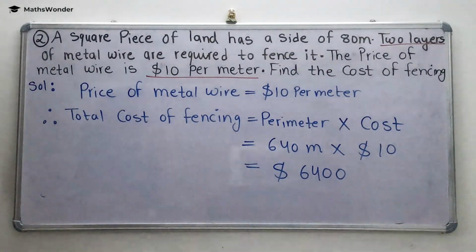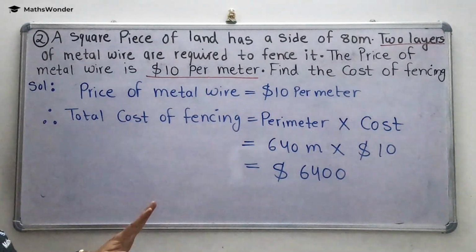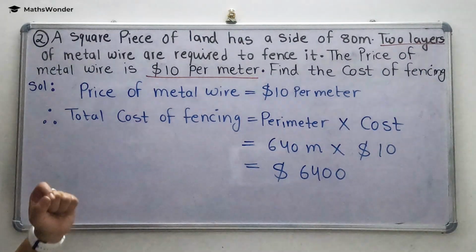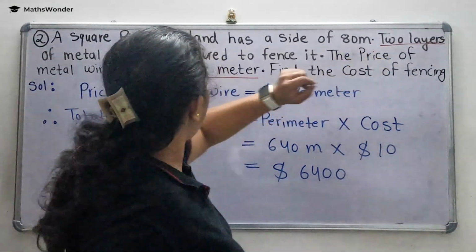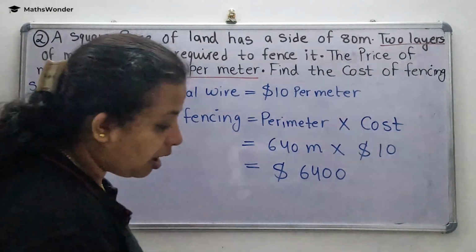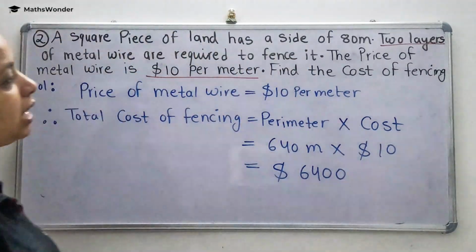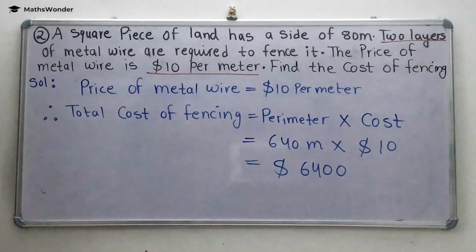So basically in this question we have covered three parts. First, the side is given, we have found the perimeter first. Then there is 2-layer wire required, so we will multiply with 2, and then find the cost. So we have done three types of things in one question. First find the perimeter, then the rounds: how many rounds of wire are required, there are 2 rounds of wire required, so multiply by 2 and then find the cost.